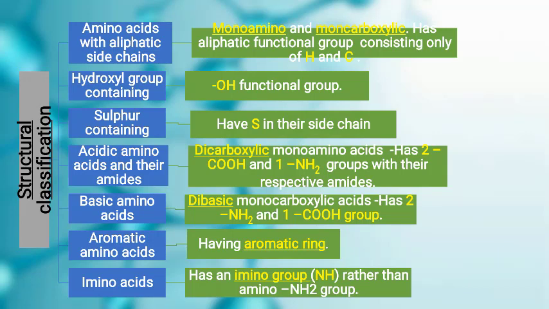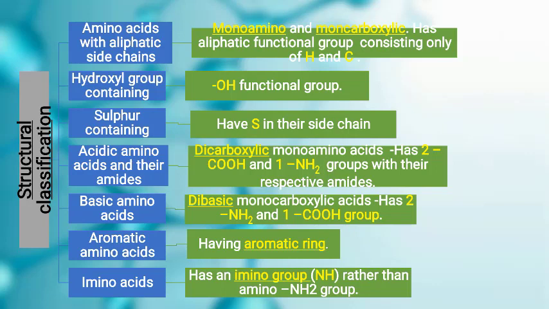The amino acids with aliphatic side chains have carbon and hydrogen in their side chains. The hydroxyl group, this one is quite self-explanatory, having OH group in their side chain. The sulfur containing, these have sulfur in their side chain. The acidic amino acids are dicarboxylic monoamino acids. Dicarboxylic means they have two carboxylic groups. This also includes their amides.